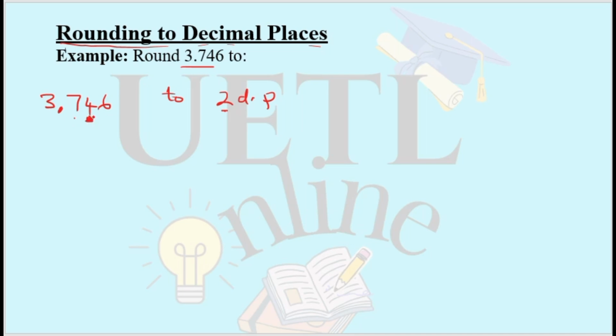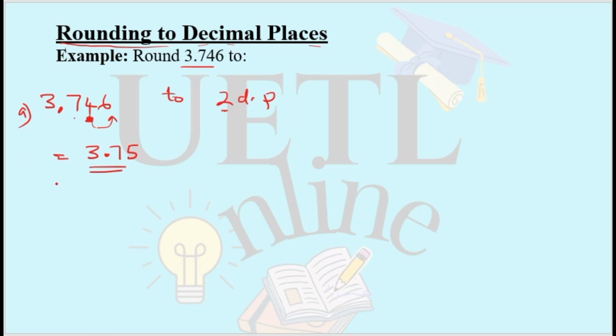You are going to check the number to the right of that number. If this number is 5 or more, you round up, and if it's 4 or less, you round down. In this case, you see that this number is 5 or more, so you are going to round up. You're just going to add 1 here, so our answer becomes 3.75. If it is after the comma, you don't write a 0 here, but if it's before the comma, you write 0. So this is our first example of rounding to 2 decimal places.